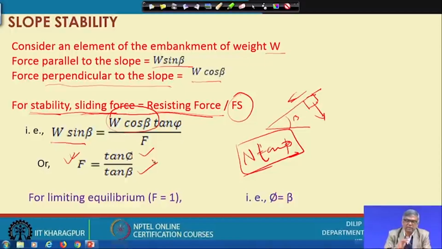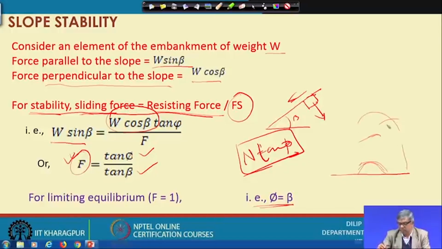This is the definition. If I keep F equal to 1, that is the limiting condition, and in that case phi equals beta. So, what I mentioned at the beginning is that if I dump sand on a ground surface, and I keep dumping to a very great height, then ultimately the dump cannot be vertical. The dump will have a slope, and that natural slope will have beta equal to phi. So, if I put a small weight here, it will collapse again, because this is a very limiting condition.